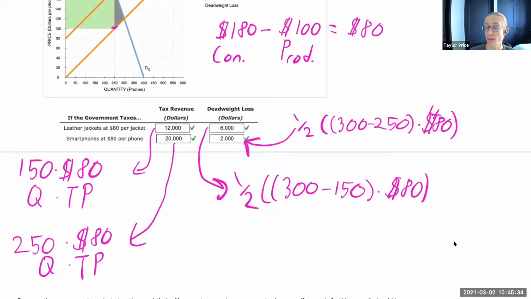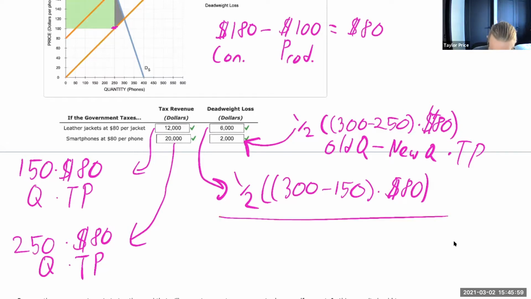For deadweight loss, we have to do the 1/2 base times height. So for that, what we do is take the old quantity minus the new quantity after tax, and then multiply that by the tax price, and that gives us the deadweight loss. We simply do that for both, and we can see that the government would be smarter and minimize deadweight loss if they taxed smartphones, because they get more tax revenue and there's less deadweight loss.